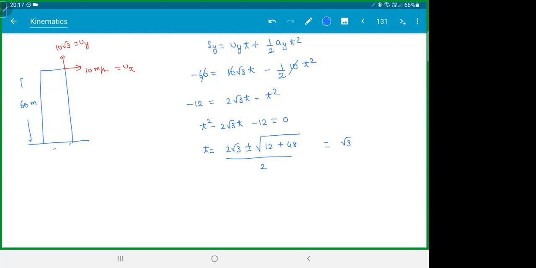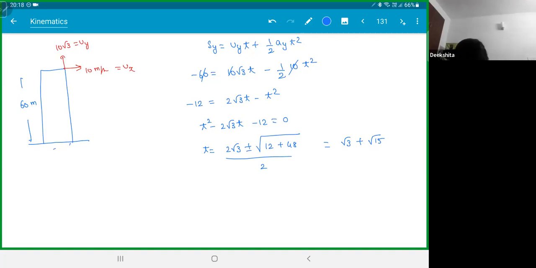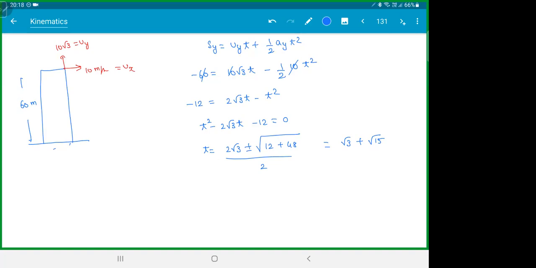Am I right? Did I goof up somewhere? Looks right. √3 plus √60 over 4 will come out to √15. Please check. √3 plus √15. Yes. That is the range, yeah? The range will be the horizontal velocity ux into time of flight, which is 10 into √3 plus √15. Please check. Yeah, this is the answer. I think most of you got it. I can't see where you goofed up.